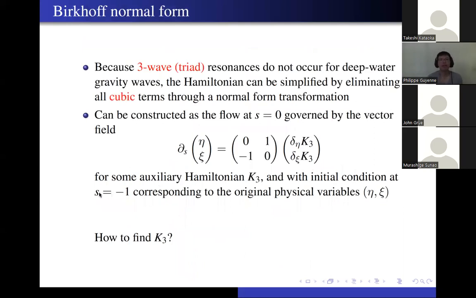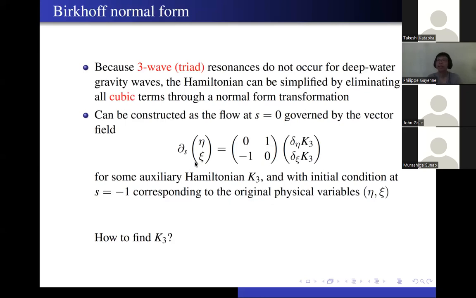So in the context of gravity waves on deep water, it is known that you can make huge simplifications. Basically, you can remove all the cubic terms because they're not resonant. So that means that there's a normal form for your asymptotic system. And this normal form is devoid of cubic terms. And so in the Hamiltonian framework, you can do that through Birkhoff normal form transformations. And I would like to say more about that. And so the idea is that this transformation can also be defined as a Hamiltonian flow governed by some Hamiltonian evolution equations in terms of some evolutionary variable S.